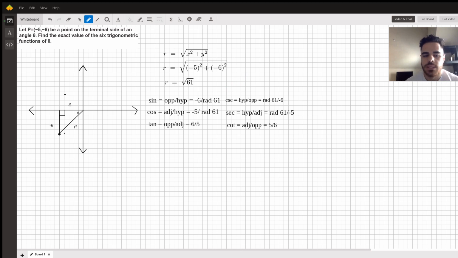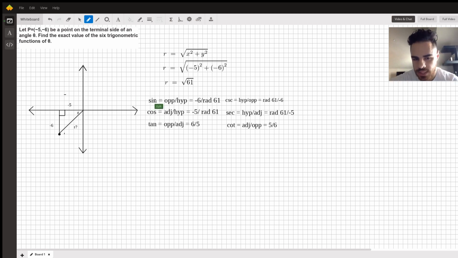Now, to complete this problem, now that you have all the information, you just need to know how your trig functions work. Sine is equal to opposite over hypotenuse. So you go to your theta here, you see the opposite side is -6, and your hypotenuse is radical 61. So it's -6 over radical 61. You would want to simplify this by multiplying the numerator and denominator by radical 61 to get rid of the radical in the denominator.